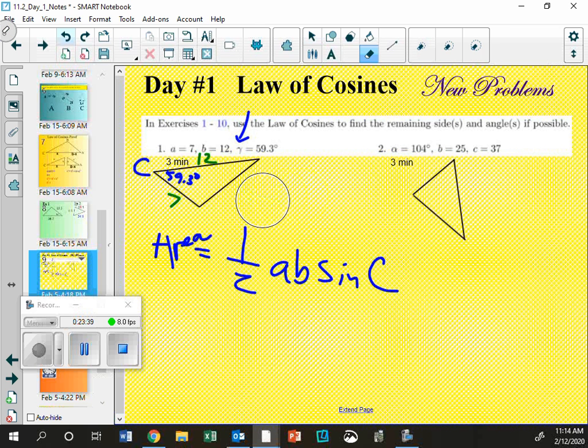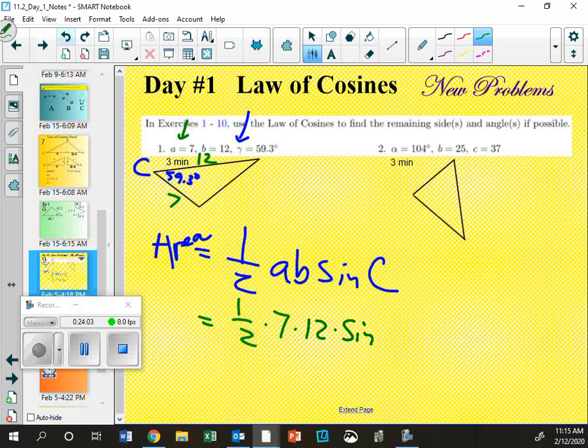But wait. Just for a second, I encourage you to take a minute and try one area problem. You're going to need to know this. Let's find the area of this thing. So the area is 1/2 A, which is 7, times B, which is 12, times sine of C, which is 59.3. Do you get how that's just plug it in the calculator now and you got the answer? See how easy that is? Do you get how that might be handy on the ACT test?